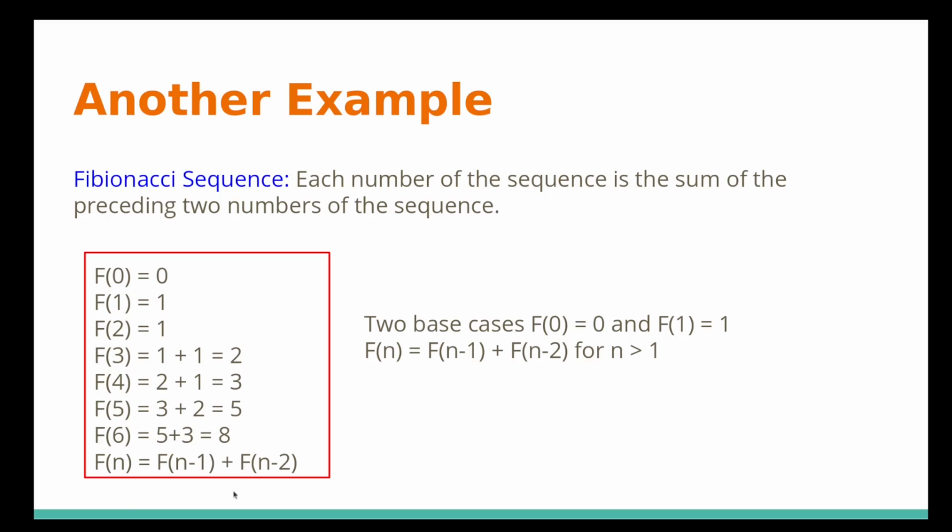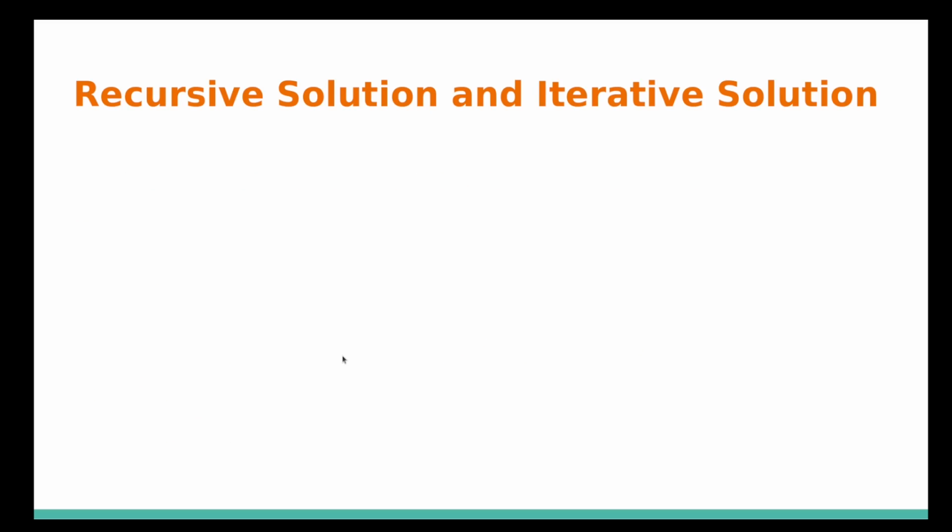So I can generalize and say that Fibonacci number n is equal to Fibonacci number n minus 1 plus Fibonacci number n minus 2. In this case, I have two base cases. The Fibonacci number of 0 is equal to 0, and the Fibonacci number of 1 is equal to 1. And for any n greater than 1, I can take the Fibonacci number of n minus 1 plus the Fibonacci number of n minus 2, sum them together, and get the new Fibonacci number.